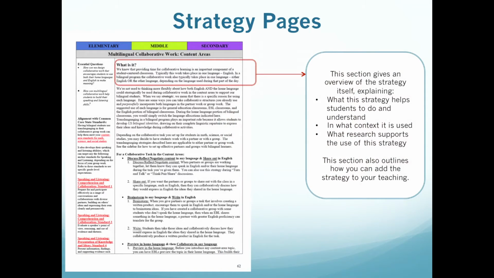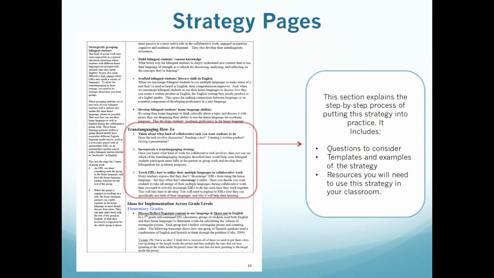Looking now at the important content of the strategy, we have the very first section, which simply asks, what is it? This section gives an overview of the strategy by explaining several things. First, what this strategy is, what it helps students to do and understand, in what context it's used, and what research supports the use of the strategy. Wherever possible, we really try to make connections between research and practice for each of these strategies. This section also outlines how you can add the strategy to your teaching, so it's a very practical section of the strategy page.